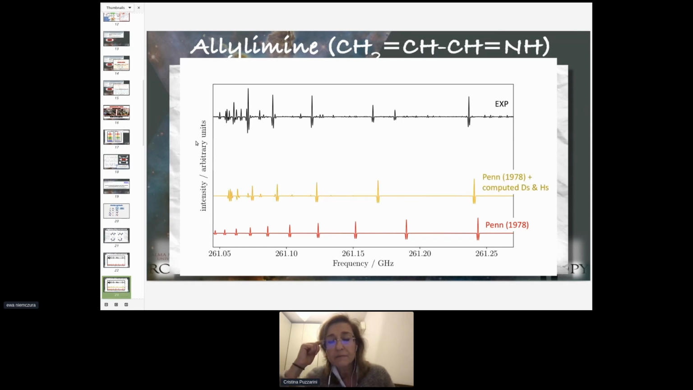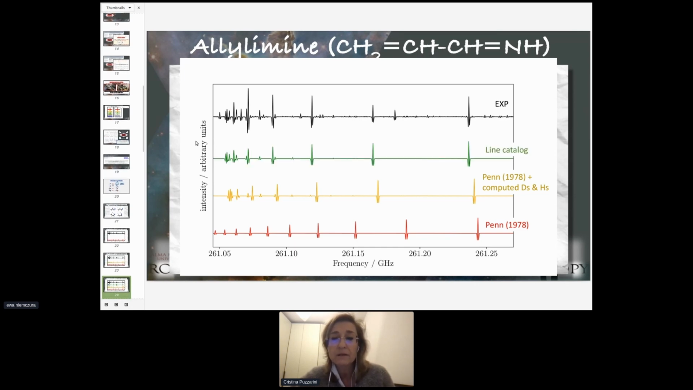Next slide, please. The reason is that you need to go higher in frequency in order to include more parameters in the effective Hamiltonian, those related to centrifugal distortion. And you see, having already incorporated the computed ones, the interpretation of the spectrum is by far clearer. And next one, and you see this is the final analysis of the spectrum. So once again, we set up a catalog.